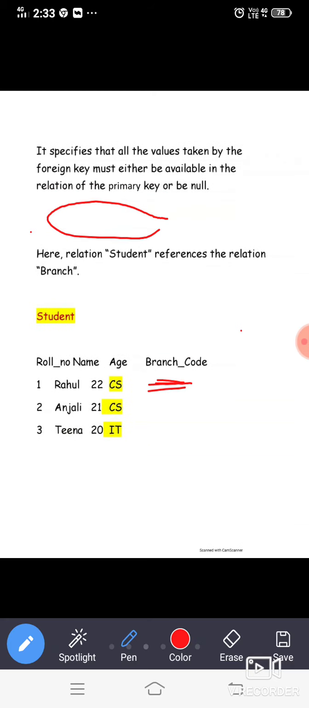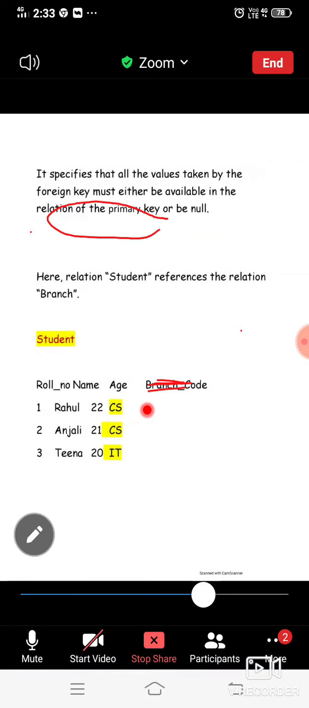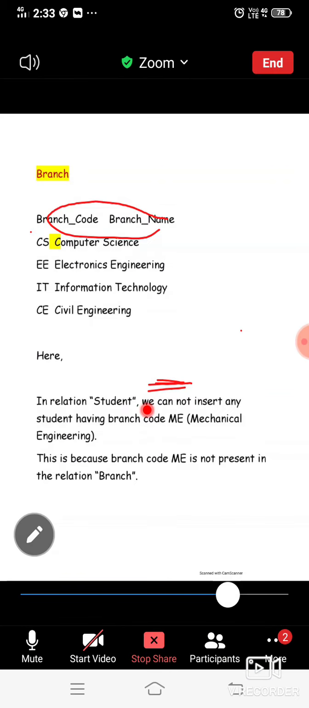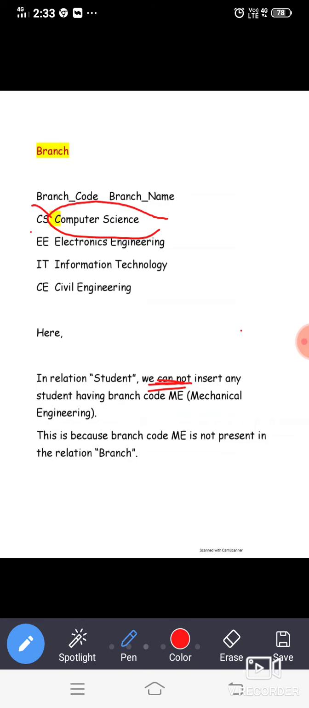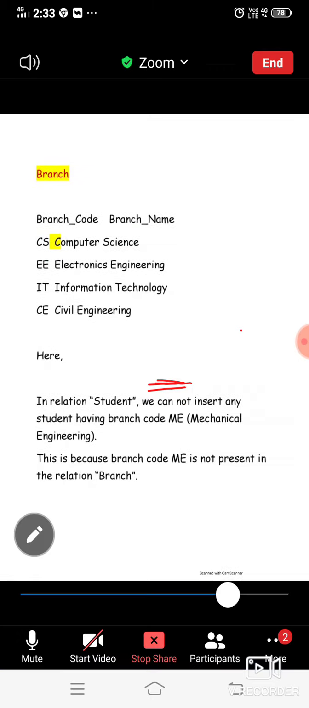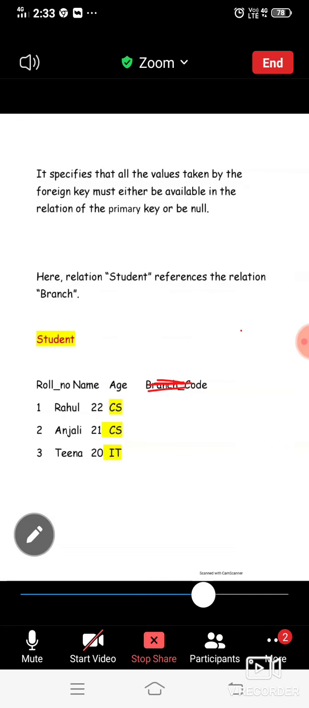Next we will go here. If you want to know the branch code of Anjali, see here, directly I can refer to the same. Again CS, what is the branch name? Computer science. Next one. Actually this example is a proper example, a correct example only, right? Valid example.